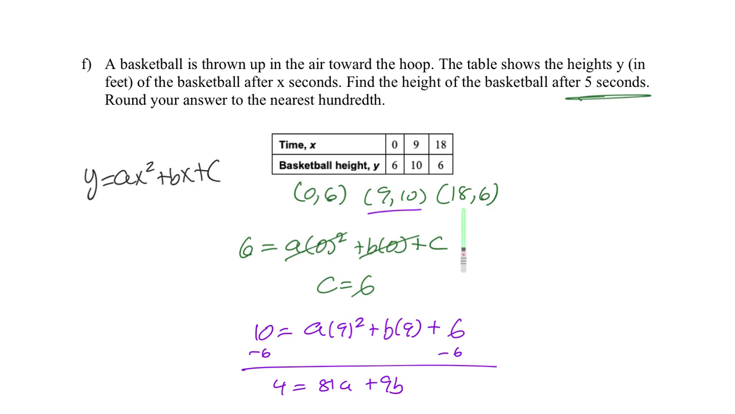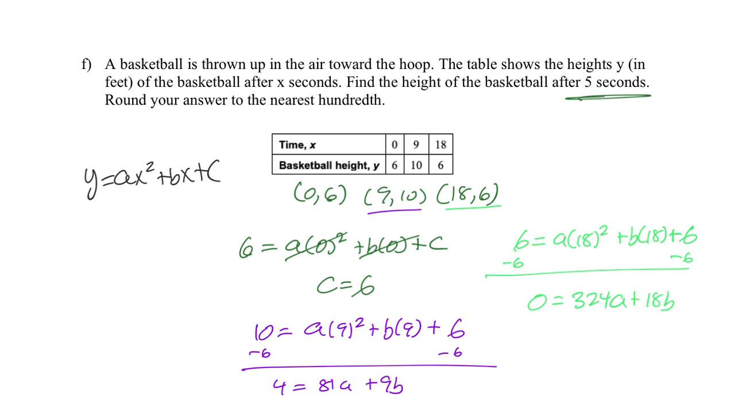Then I'm going to take the next one, (18, 6), and do the same. Let me use another color here so you can see it. I plug this one in: y, which is 6, equals a times 18 squared plus b times 18 plus c, but remember that c is 6. So if I subtract 6 on both sides, I get 0 equals a times 18 squared, which is 324a, plus 18b.